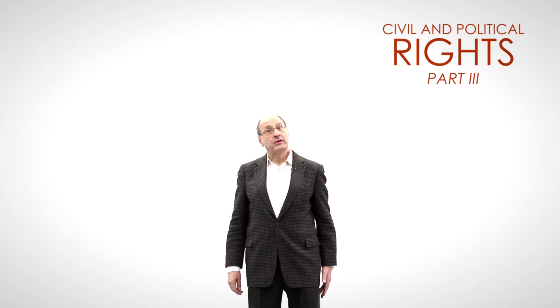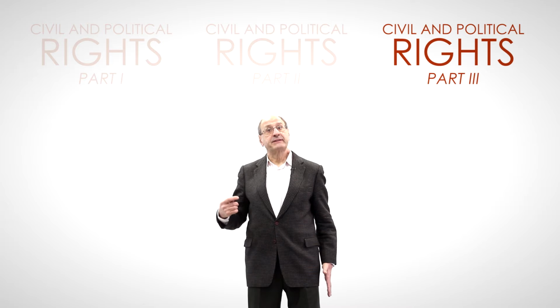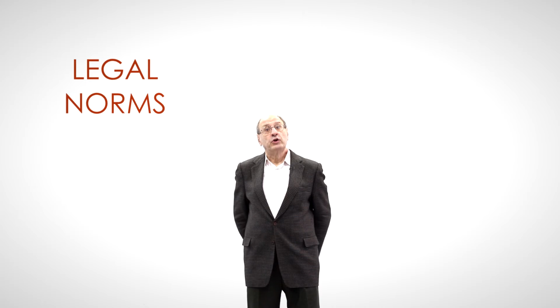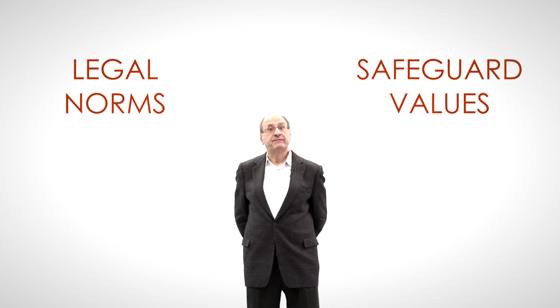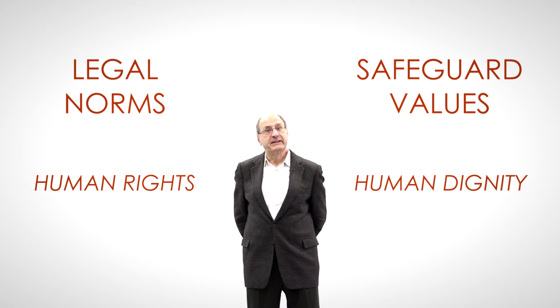This is the last of 3 lessons dedicated to civil and political rights. In it, we will cover the subcategories of civil and political rights. Like all legal norms, civil and political rights are meant to safeguard certain values considered worthy of protection by states or by the international community.